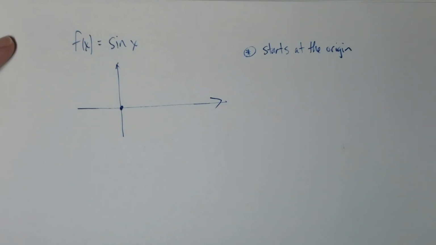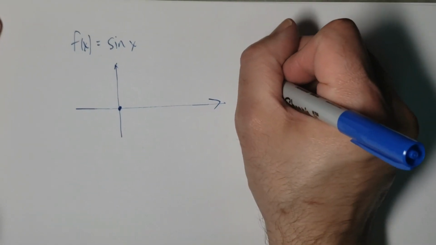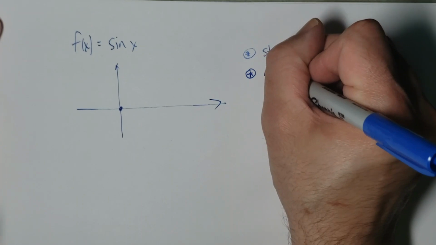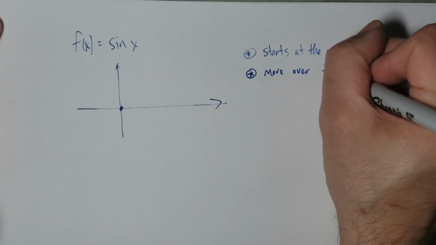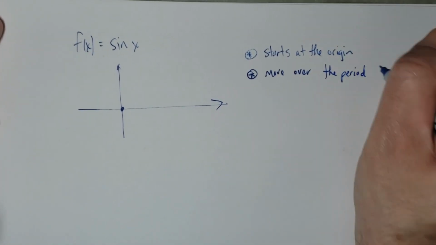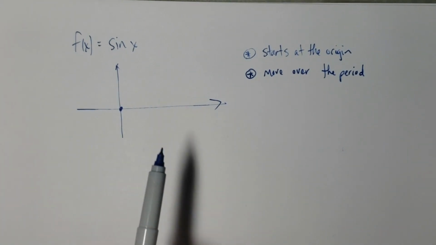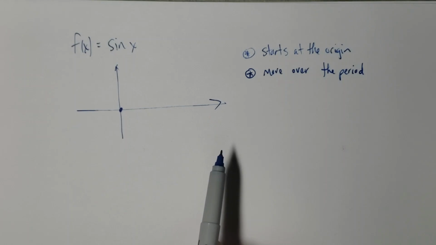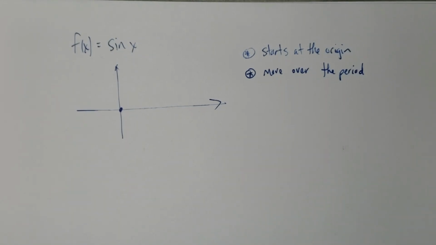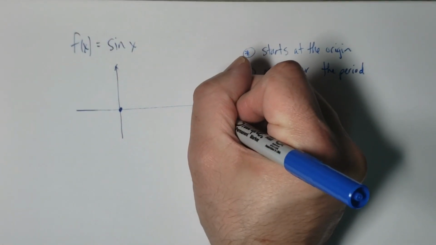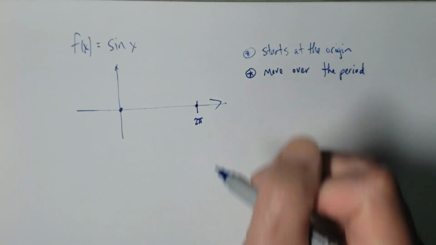Okay, and so the next step you're going to do is move over the period, because you know it's going to start repeating for whatever the period is. Now the period of regular old sine of x is 2 pi, because in a unit circle, when you go that full circle, you know that you are ending up back at 0. So I'm going to move over here. Let's call that 2 pi.